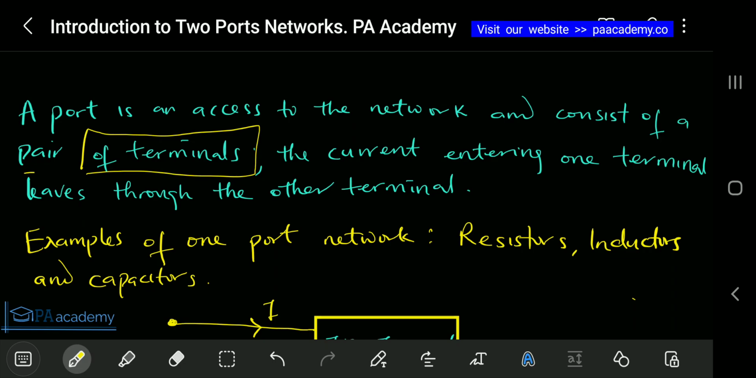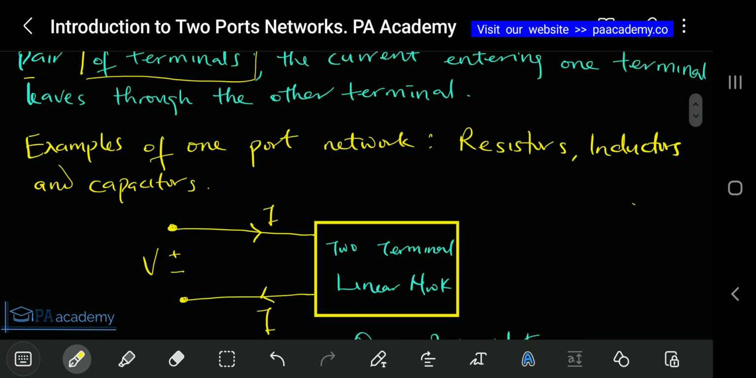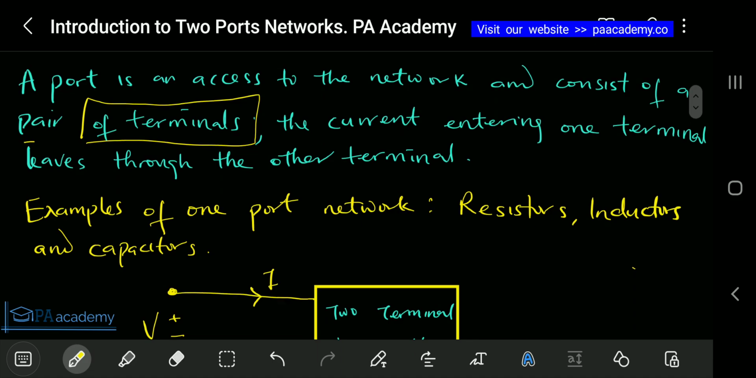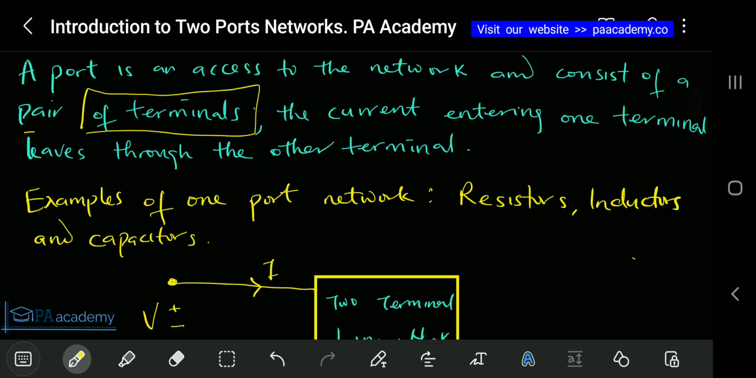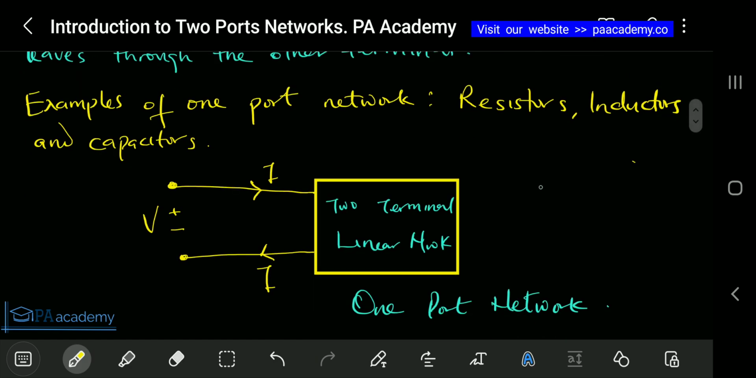An example of a port is the resistor, the inductor, and the capacitor. Now, what I'm talking about now is one port; we are still going to look at two ports. With the examples we have here, resistors, inductors, and capacitors, you see that they just have two terminals. Like this is a resistor: let's call this terminal 1 and this is terminal 2. So this is a one port, because a one port has two terminals.